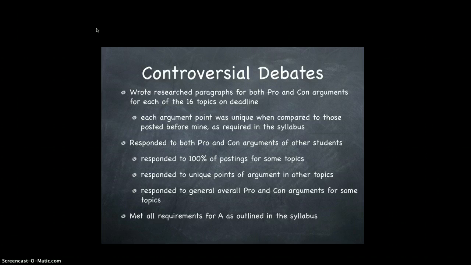Perhaps not 100% of all topics, which in this case would have been, at most, there were 16 topics, pro and con for each one, approximately 16 students. There would have been over 400 responses I would have had to make. I did do several hundred. I just wanted to make sure that I was responding in some cases to the topic in general, and in some cases to specific arguments. So I believe that I have met the criteria for an A in this assignment.